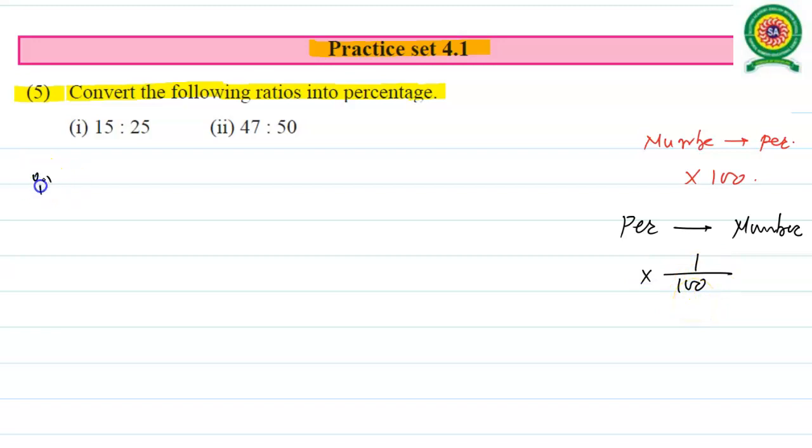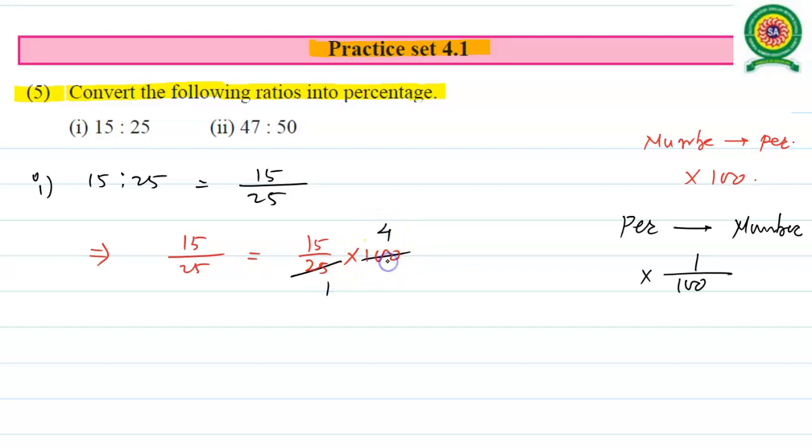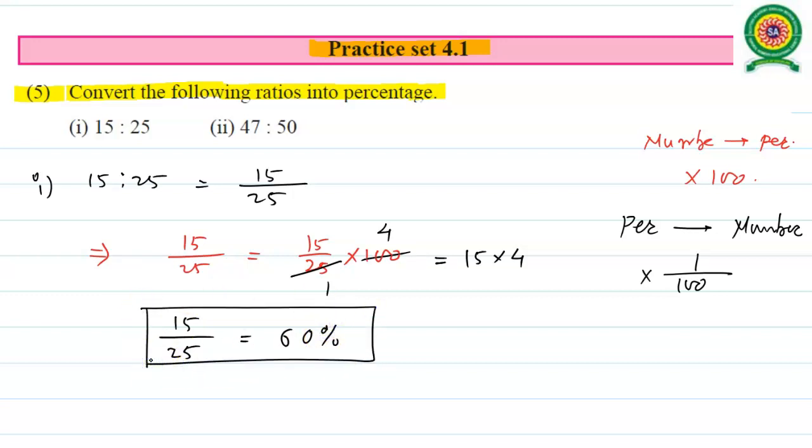So be focused now. The first sub question we have is 15 is to 25. That means the ratio is of the form 15 divided by 25. We have to convert it in terms of the percentage. So the percent value is given by 15 divided by 25 into 100. Now everyone knows, 25 ones are 25, 25 fours are 100. We will remain with 15 into 4. Now 15 fours are 60. So 15 divided by 25 is equal to 60%.